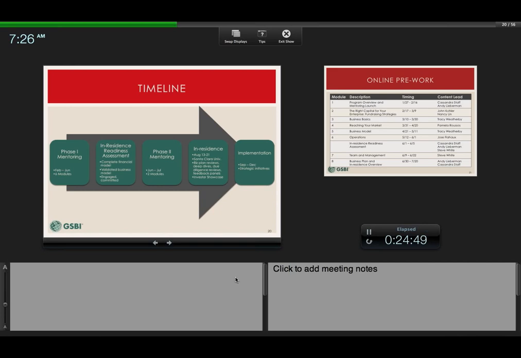So just a brief look at the timeline. What we're doing is we're kicking off phase 1 mentoring right now, and that consists of 6 modules, which Andy will go into more detail in very shortly. And then we're going to be doing an in-residence readiness assessment in June. So we're going to be looking at the deliverables of all those 6 modules.